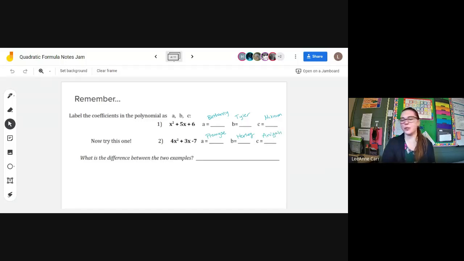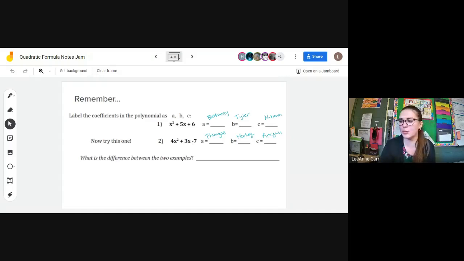All right, you guys can see on your screen, I've written some names there. Those are the names of people I want to give me those values. So for my A value in the first one, I want Bethany to give that to me. You can just throw that in the chat. I would like Tyler to give me the B value for that equation. And I would like Miriam to give me the C value. Again, just throw it in the chat.